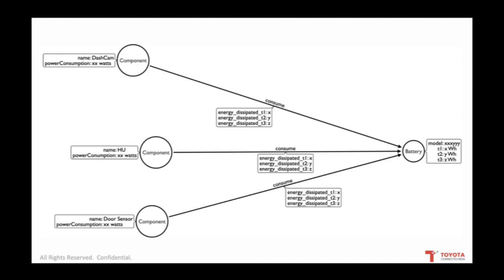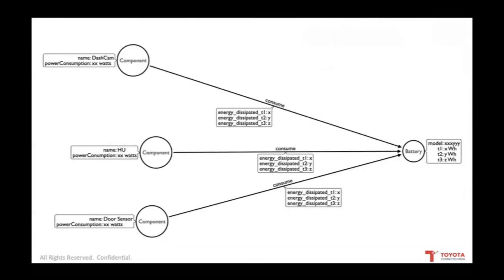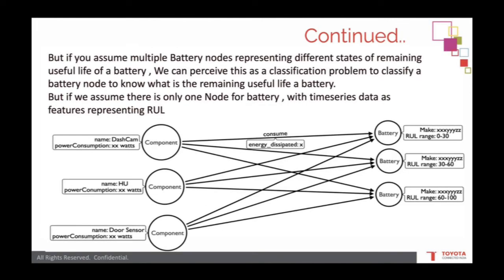The other way is to model the graph as a classification problem. The previous one is kind of a linear regression problem where we're trying to predict the RUL value at a given instance of time. But in my next slide, I've modeled this a little differently so that it can be viewed as a classification problem. The left hand side components are going to be the same, but on the right hand side, the battery is modeled into 3 copies. The first copy has 0 to 30%, the next one has 30 to 60%, and the next one has 60 to 100%. So these are the 3 classes that I want to classify.